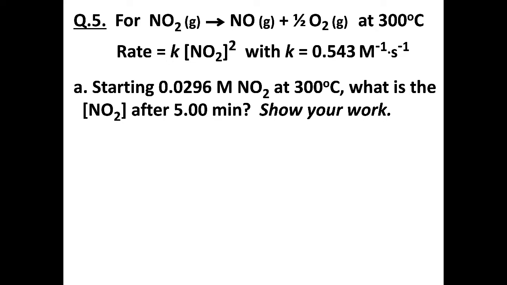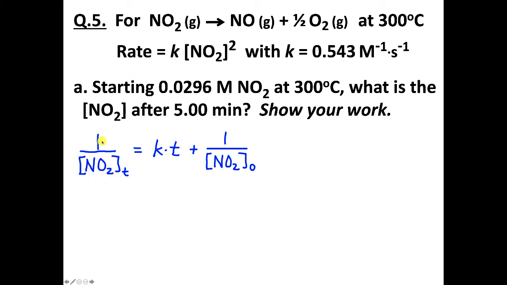Okay, so let's see how you did. It's a second order rate law, so the relationship between concentration and time is as shown. 1 over concentration of NO2 at time t is the rate constant K times the time that has elapsed, plus the 1 over concentration of NO2 initial, or NO2 naught.